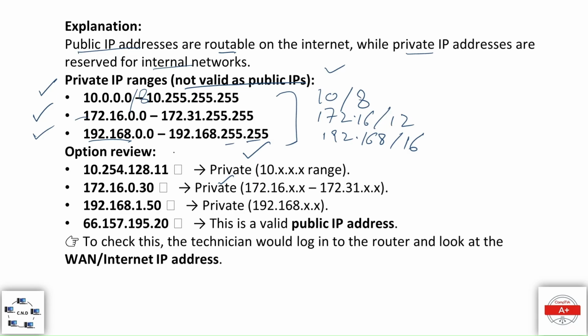192.168.1.50. Again, this one is in the last range. So this is again a private IP address. Only 66.157.195.20 is a valid public IP address. So to check this, the technician would log into the router and look at the WAN or internet IP address.